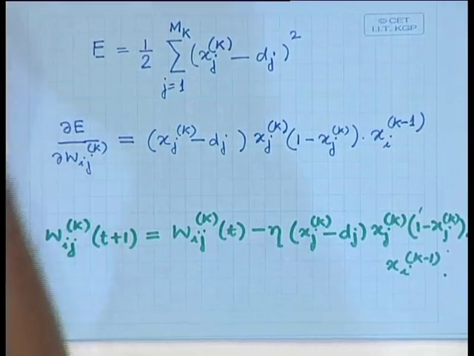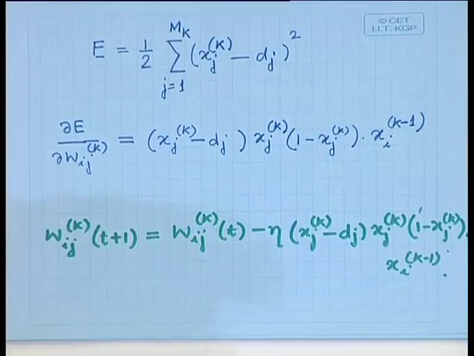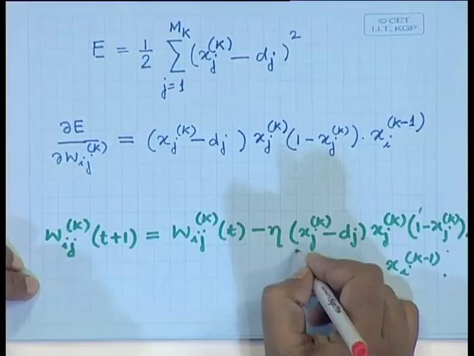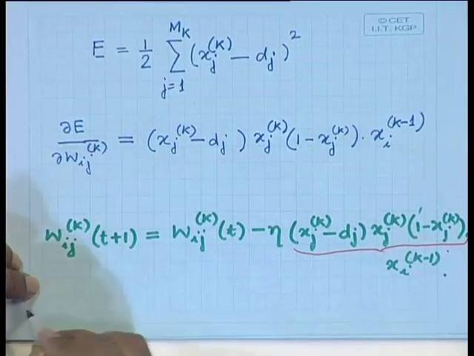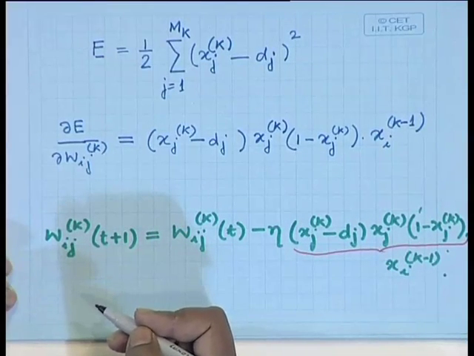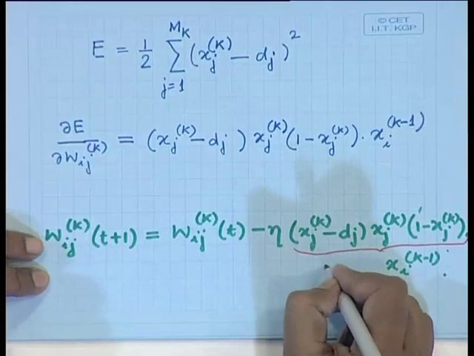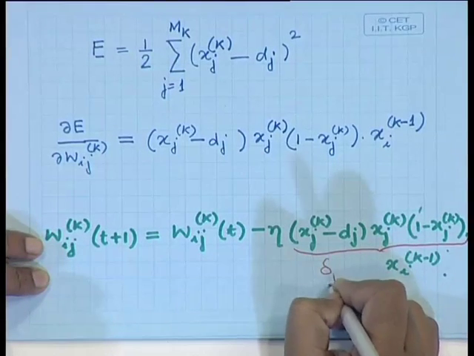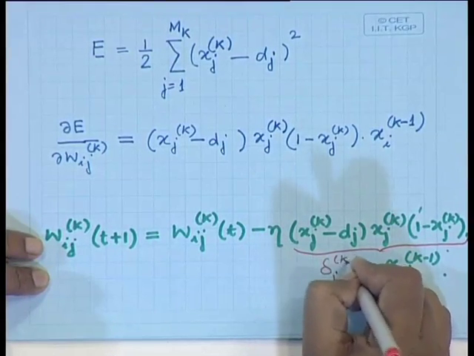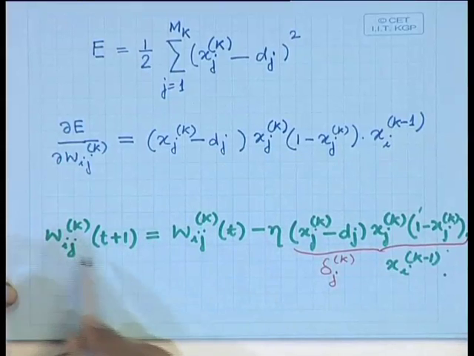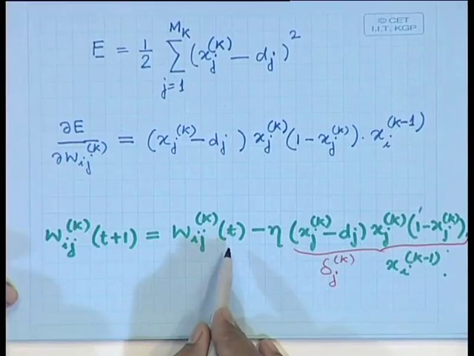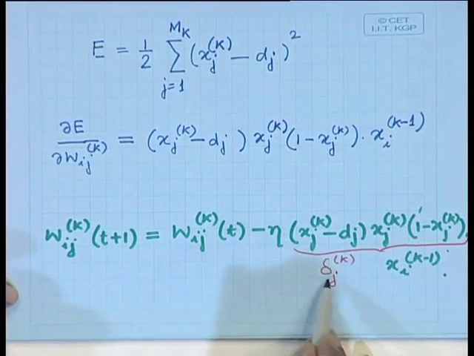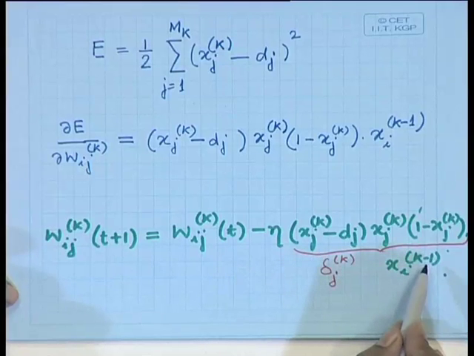Now, for simplicity of expression, this particular term, x j k minus d j into x j k into 1 minus x j k, we can represent as delta j k. So, our weight updation rule will be w i j k in iteration t plus 1 equals w i j k in iteration t, minus eta times delta j k into x i k minus 1.